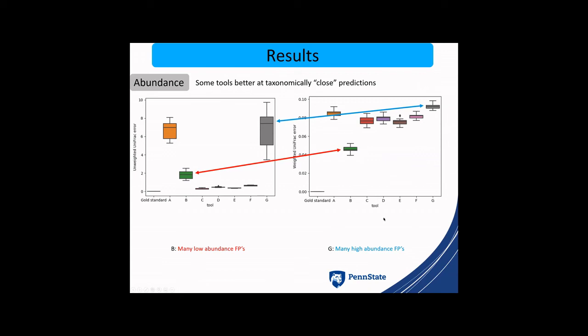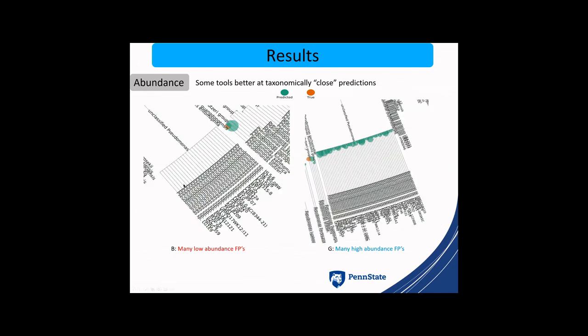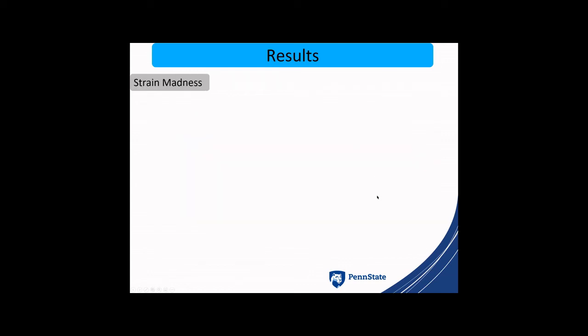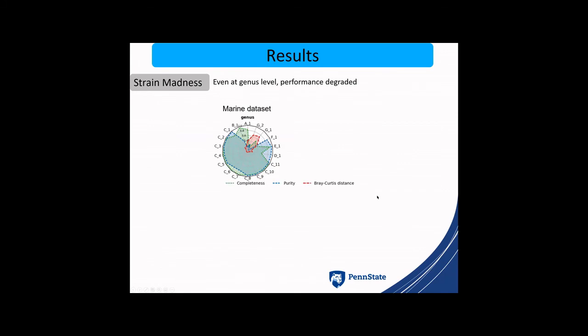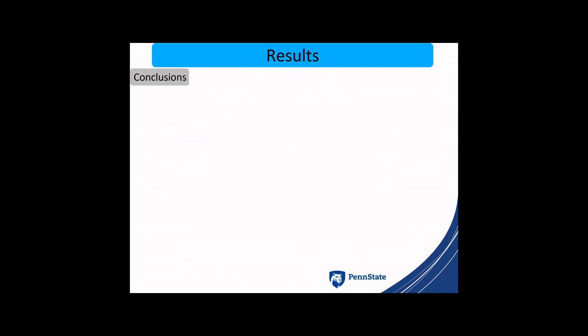And you can make sure that this interpretation is accurate by actually digging into the data, looking at those taxonomic trees, zooming in on these, and you notice that yes, tool A is making extremely low abundance false positives, where this tool G is making higher abundance false positives. Strain madness, 2-second slide here. Basically, tools struggle on it when you have a lot of different strains, but interestingly, some tools did better on the strain madness data set than the marine, and conversely.